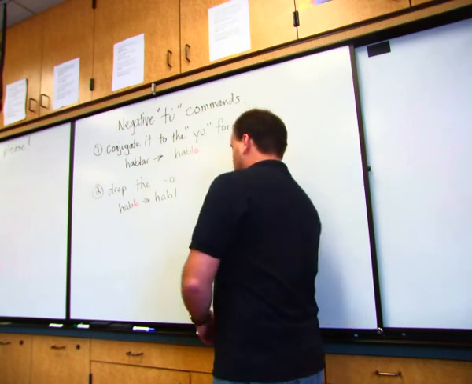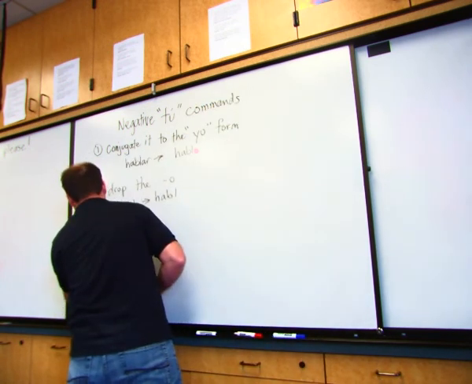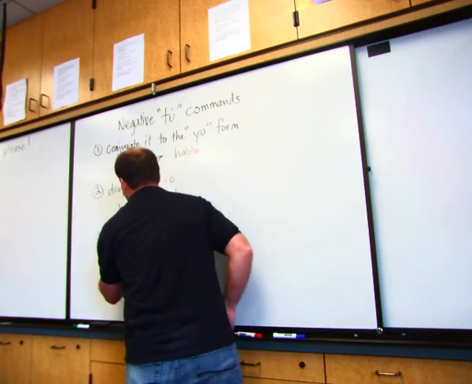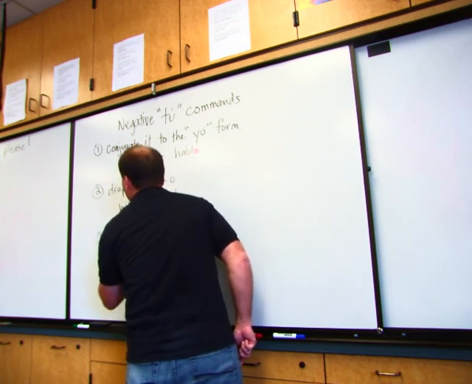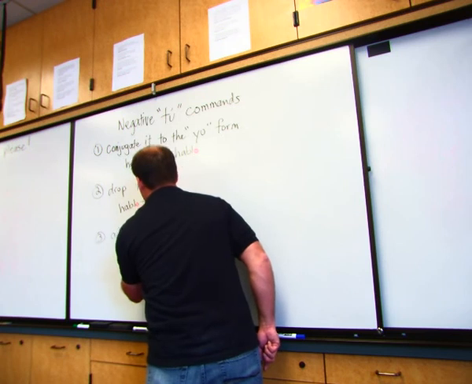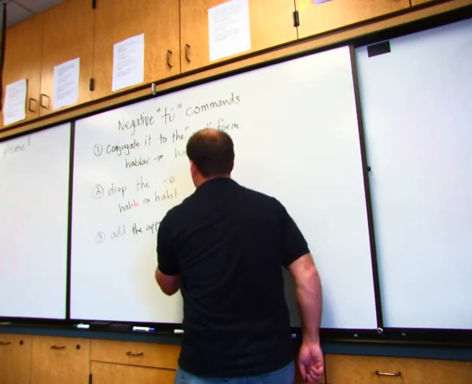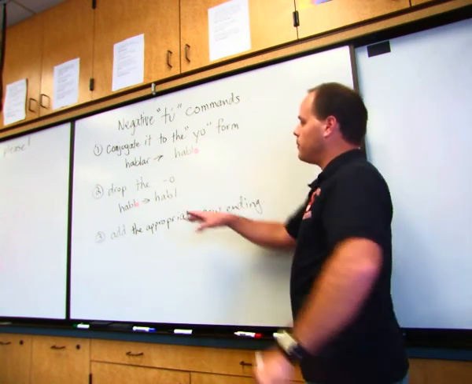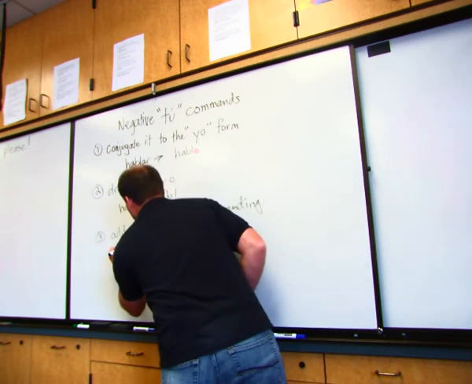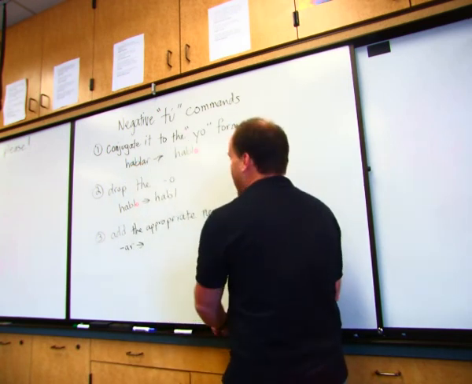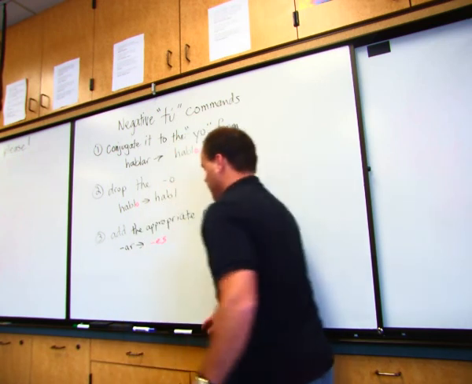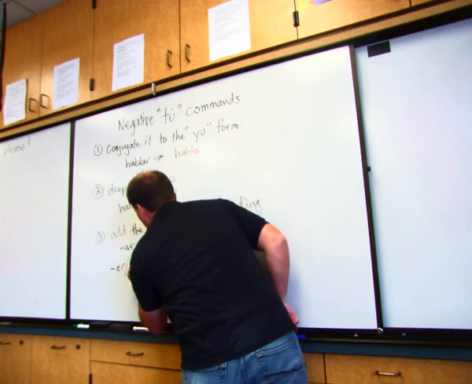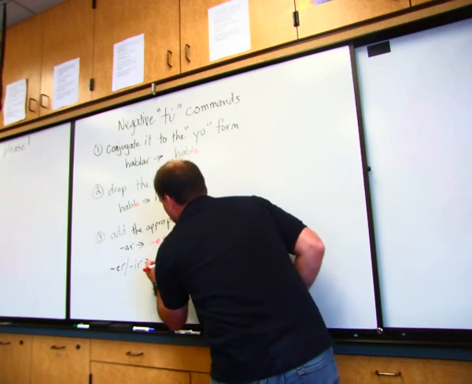Step 3, this is where it gets a little complicated. Then you will add a new ending to it. Add the appropriate ending. Now, if the verb is an AR verb, then what we are going to add is ES. If it is an ER or IR verb, then we are going to add AS.